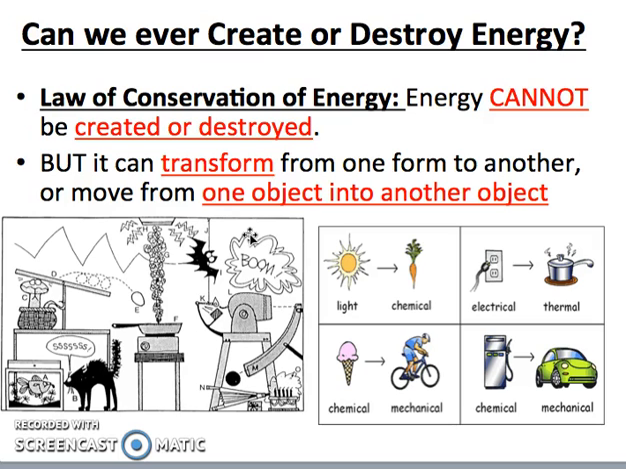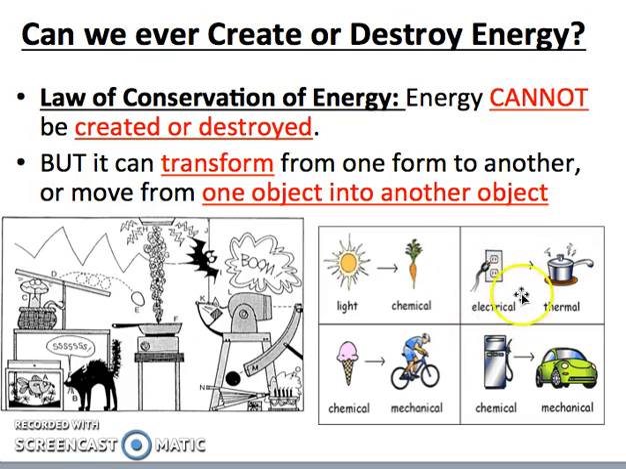Now, let's talk about if we can ever create or destroy energy. The simple answer is no, we cannot create or destroy energy. And that's called the law of conservation of energy. It's a law that states that we can't create or destroy energy, but we can transform energy from one thing into another, or we can transfer energy from one object to another object. So, for example, a plant can transform light energy into chemical energy via photosynthesis. It's not creating the energy, it's just transforming it into a new form.